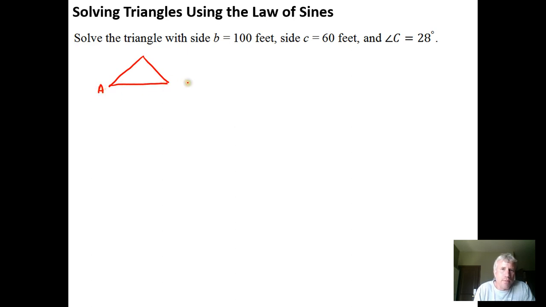So I'm going to have a triangle A, B, C with side little a, little b, little c. And we're going to catalog the information about the triangle. A equals, B equals, C equals, little a equals, little b equals, little c equals. So we're told that b is 100 feet, so I'm going to label that in. We're told that c is 60 feet, so we'll label that in. So b was 100 feet, c was 60 feet, and angle C, we're told right here, is 28 degrees. So we're given angle C, 28 degrees.